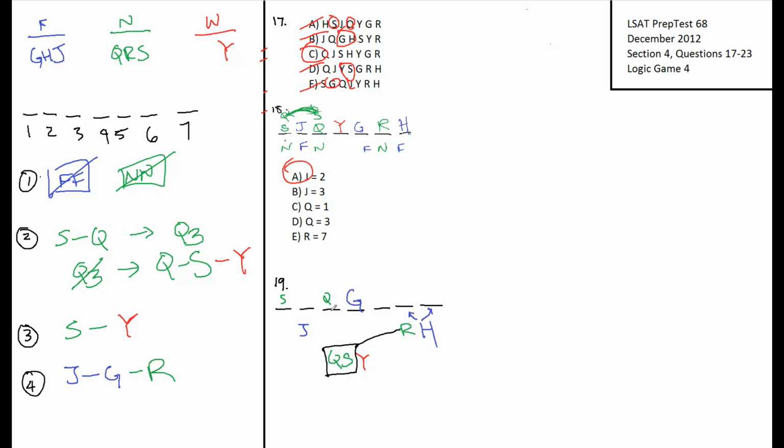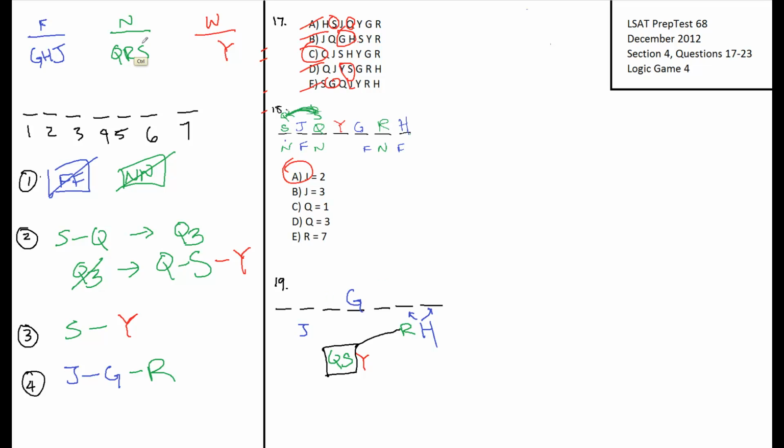If this is true, then Q is in 3. What does that do to Y? It pushes the Y over to this side of G, right? Because we have to put a J in here somewhere, and so S, J, and Q take up all the spaces to the left of G, which means that the Y has to hang out with R and H, right?